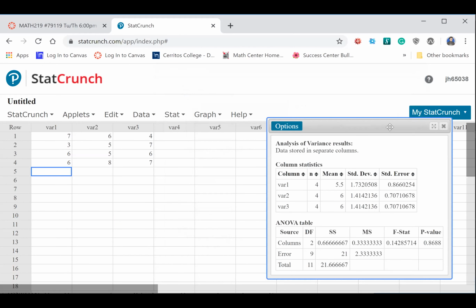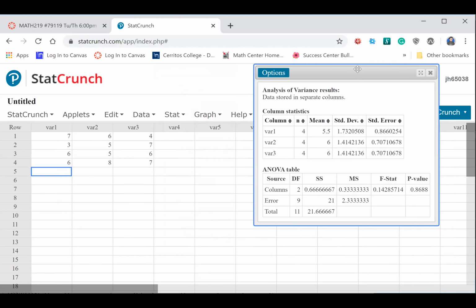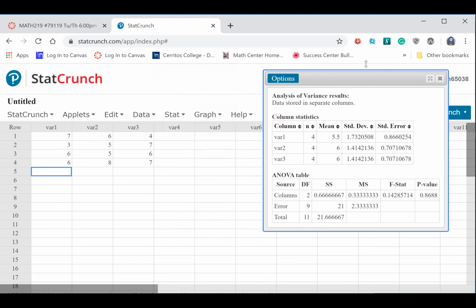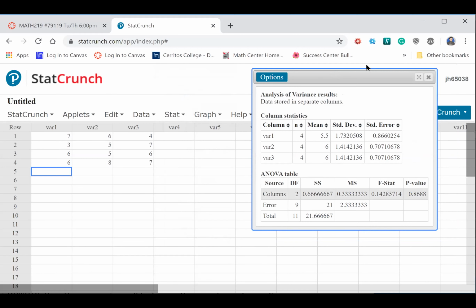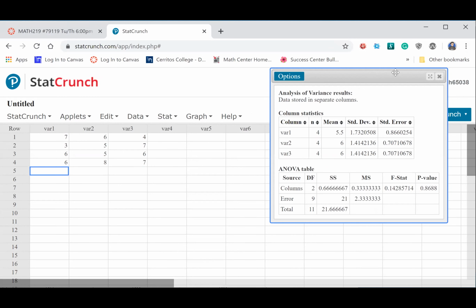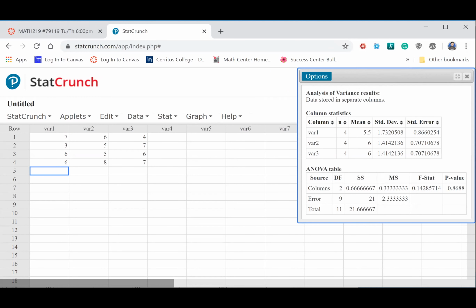And then I'm going to hit Compute, and it gives me this nice little table that tells me how many are in each group, the mean, the standard deviation, and the standard error. But it also gives me this nice ANOVA table. Let me see if I can go back and forth between the two. I'm going to plug the values that I got from my ANOVA table into the chart.